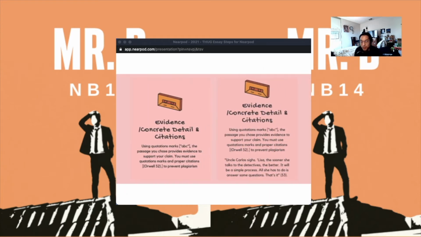Now, what is evidence or concrete detail? So this is where you include an example or a quoted passage from the book to support your thesis statement. As it says in the definition, using quotation marks, the passage you choose provides evidence to support your claim. You must use quotation marks and proper citations to prevent plagiarism. This is why citations are important. It proves your credibility and also proves that you're not cheating and you're not plagiarizing off of someone else's work.